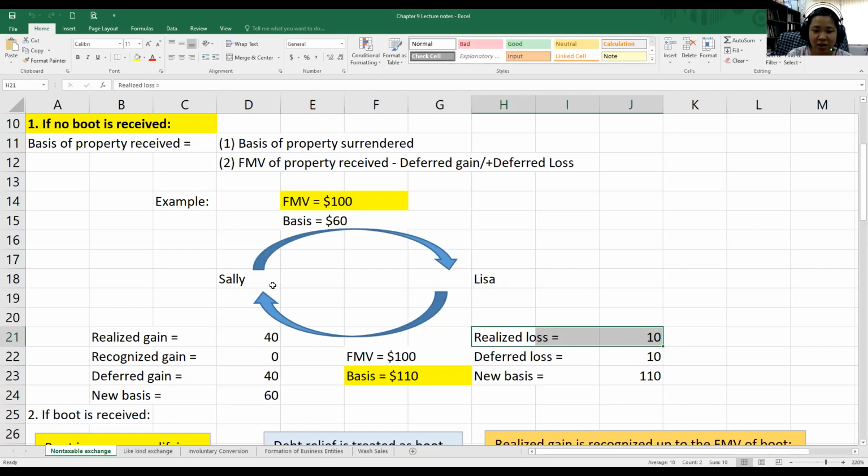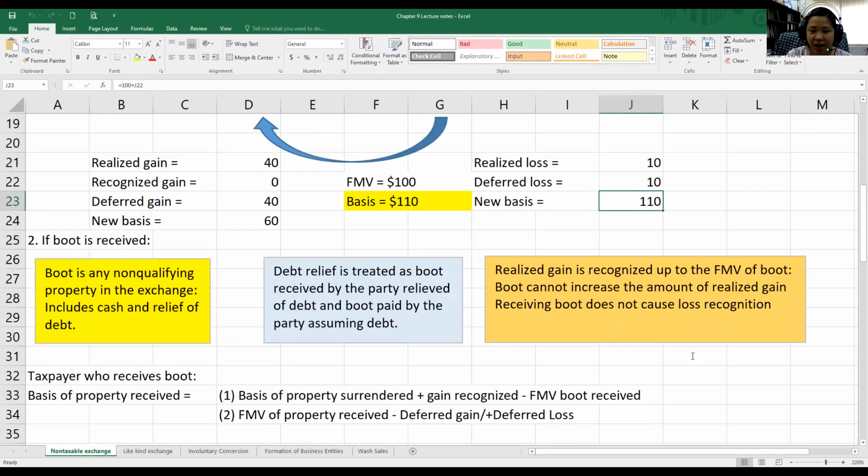Because this is a non-taxable transaction, she will recognize no loss. She doesn't recognize any loss. So the deferred loss will be 10. Okay, and the new basis will be equal to the basis of the property surrendered, which is 110, or it will be equal to the fair market value of property received, 100, plus deferred loss 10, and that will give you the new basis of 110.